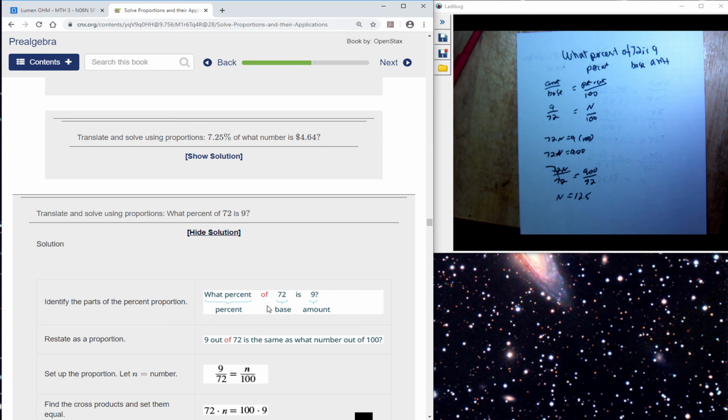What percent of 72 is 9? The part that comes after of is my base, and so that's my amount, and then that's my percent. Then I plug into it, my amount, my base, my percent's unknown. Cross multiply and divide, so I have 72n is equal to 900. Divide by 72, and end up with 12.5 here.